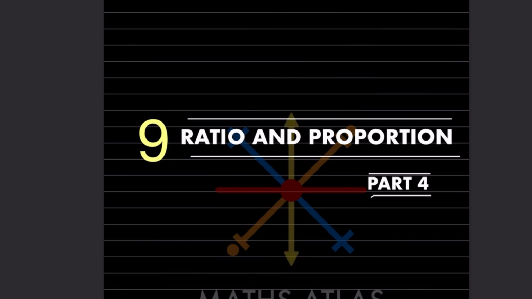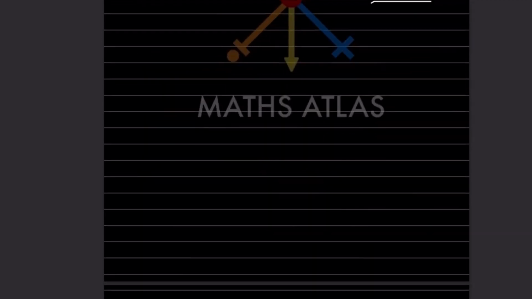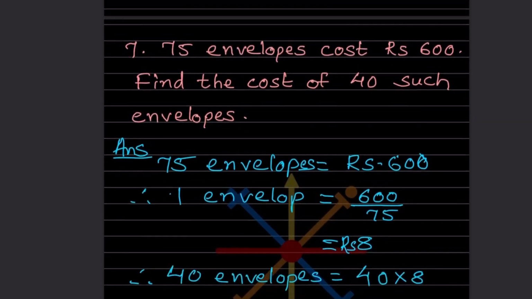So this is the 4th part of this same chapter, that is ratio and proportion. So let us start. In the previous video, you have already done questions 1 to 6. So let us start with question number 7. That is called the unitary method.